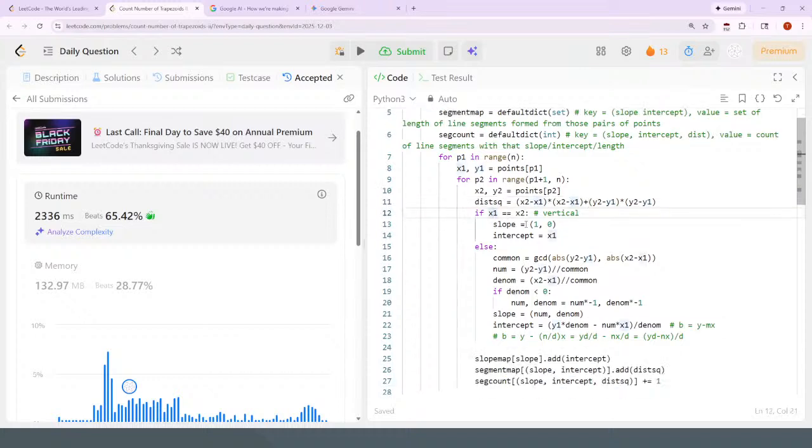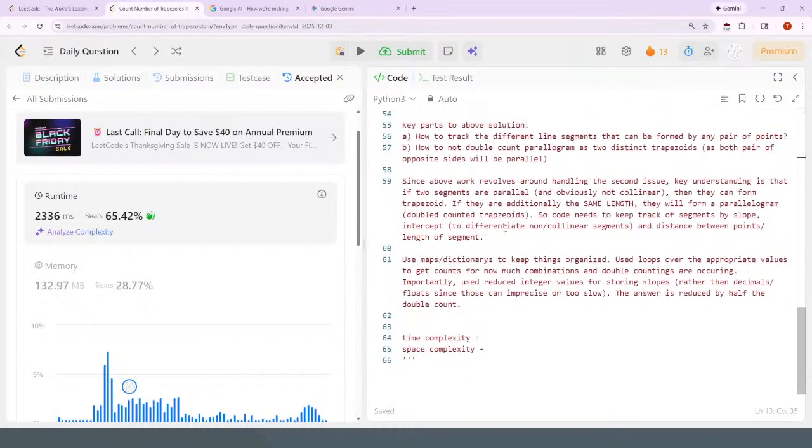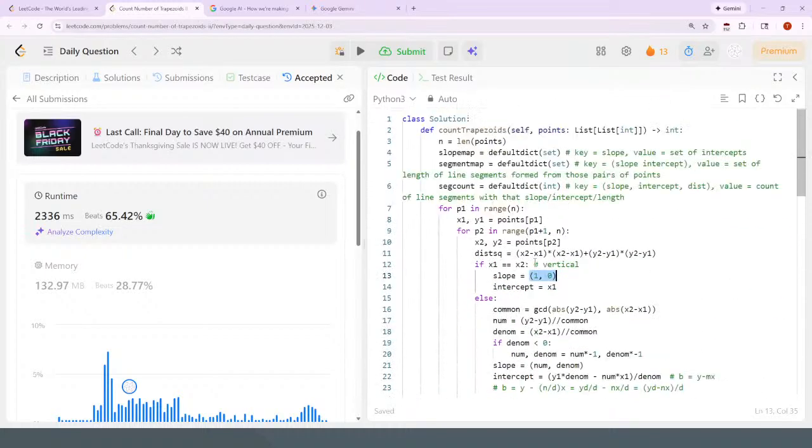If it's vertical, then the slope is going to be stored as a tuple. Well, yeah, slope stores a tuple, or whatever. Reduced tuple, I'll just say 1, 0. For a line that has a slope of 1, 0, the intercept there is going to be the x-intercept, which is to differentiate the lines. So it's going to be the x-coordinate of either point.